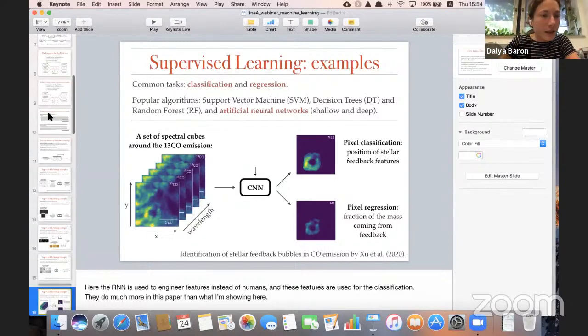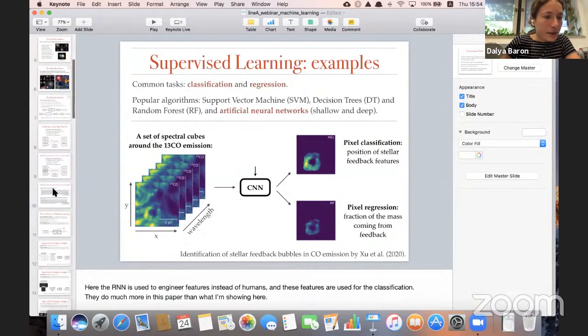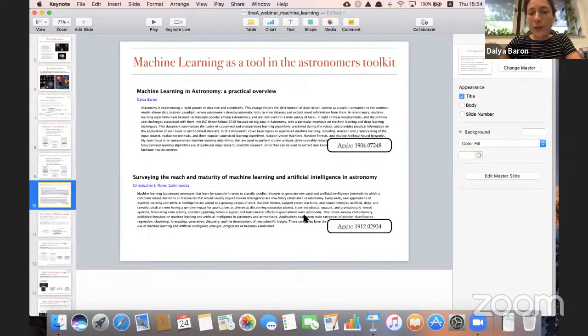But in this review here, you can find a lot of examples of how people applied machine learning algorithms to spectroscopic information. I hope this answers your question.